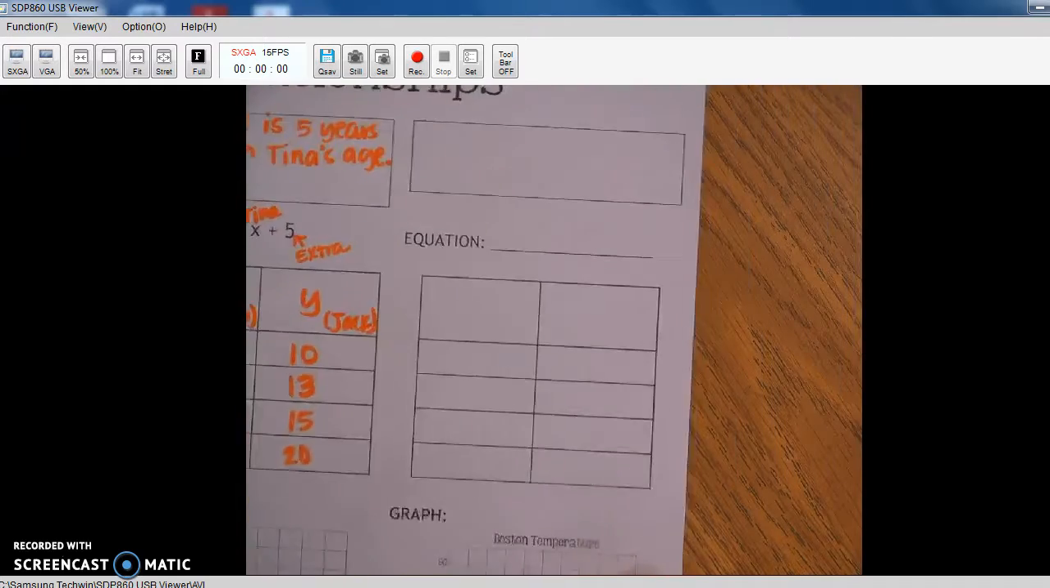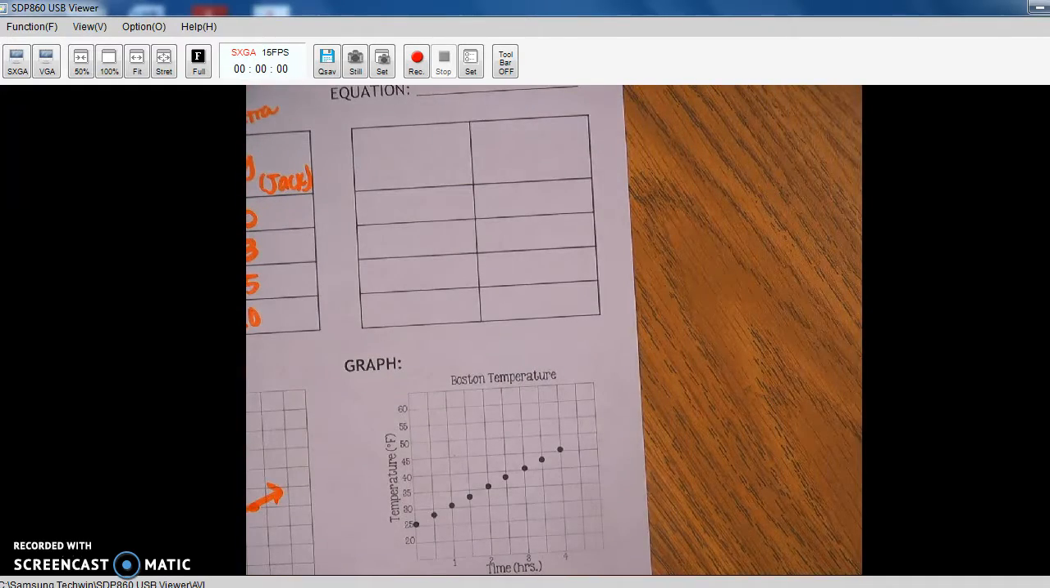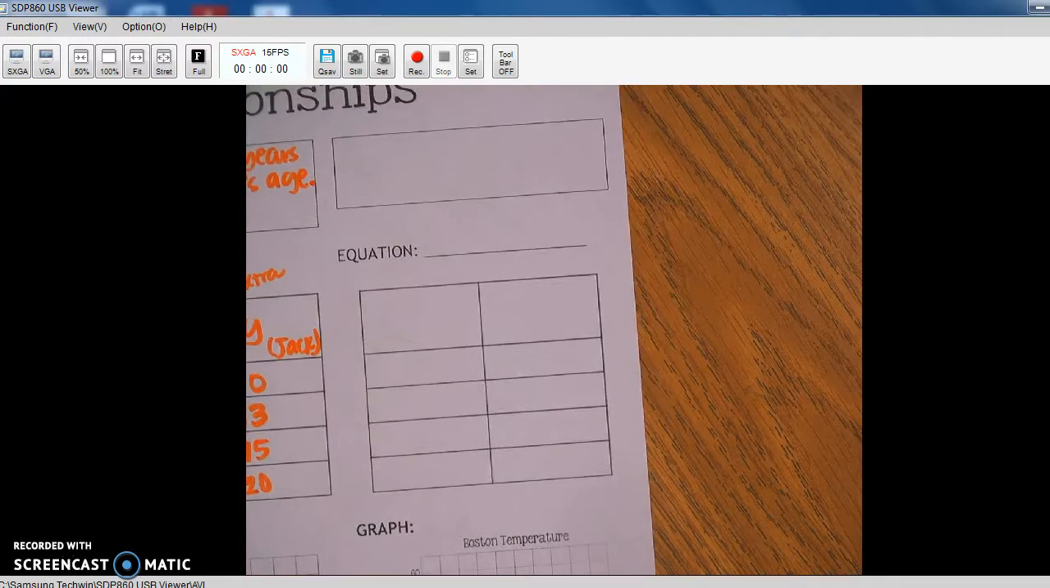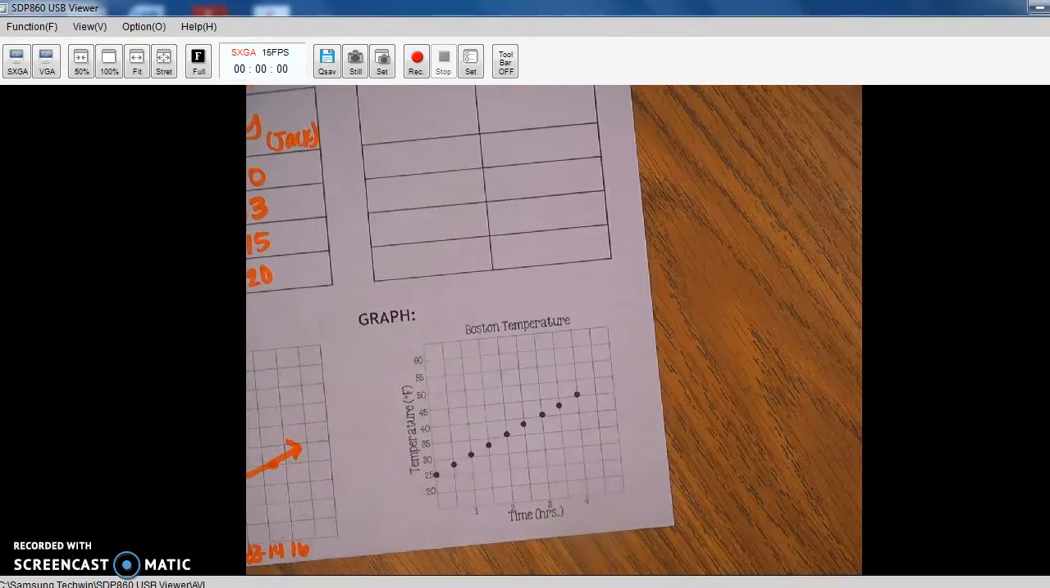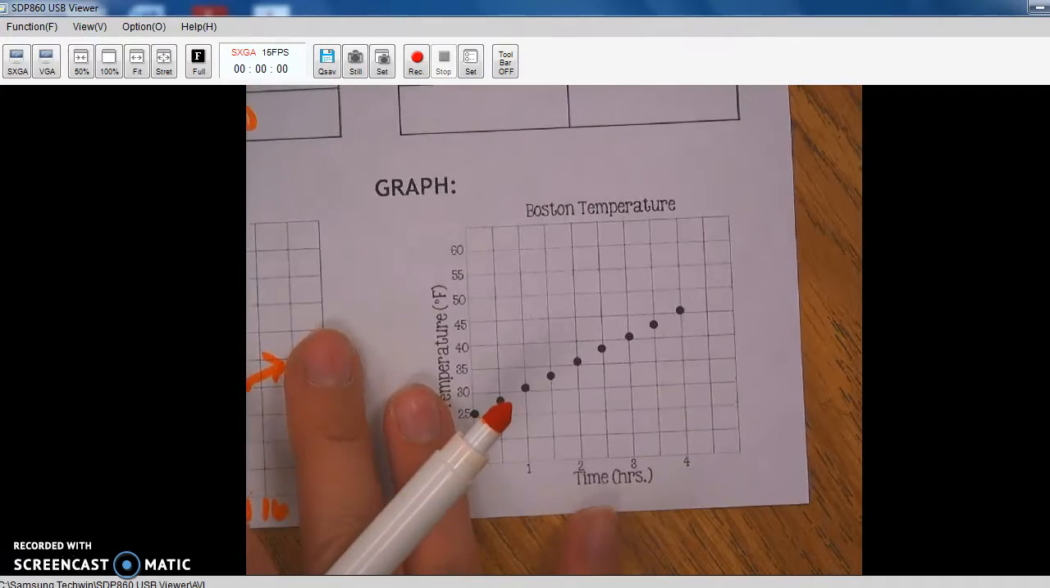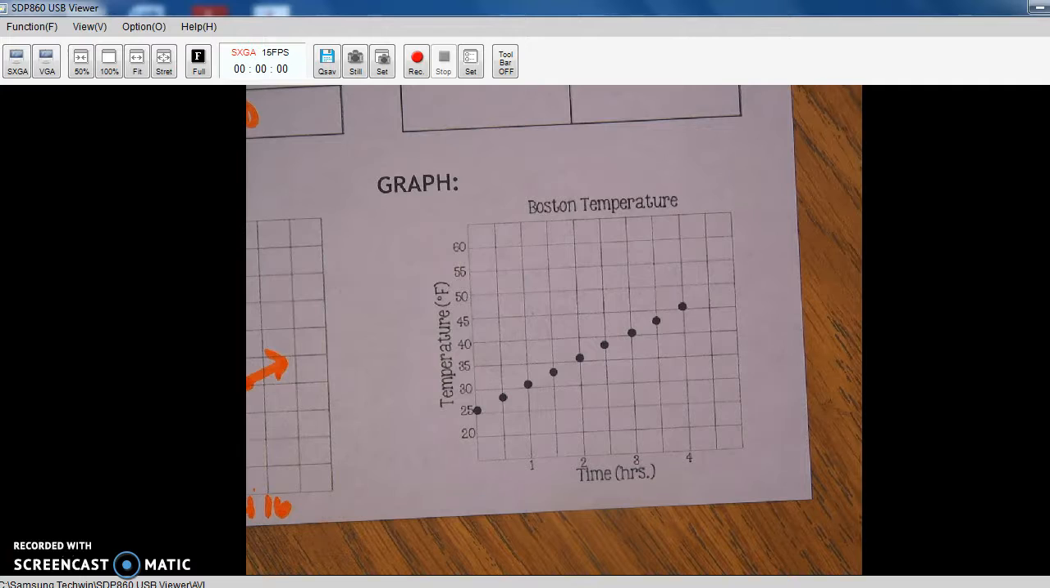Okay, and the last one, this time we're just given a graph, and we need to create the table, equation, and a verbal description from there. So when I'm looking at the graph, I need to be thinking about a couple of things. Is there anything we notice just by looking at it right off the bat? Well, I notice that we're comparing time in hours to temperature in degrees, and it's describing the temperature in Boston.